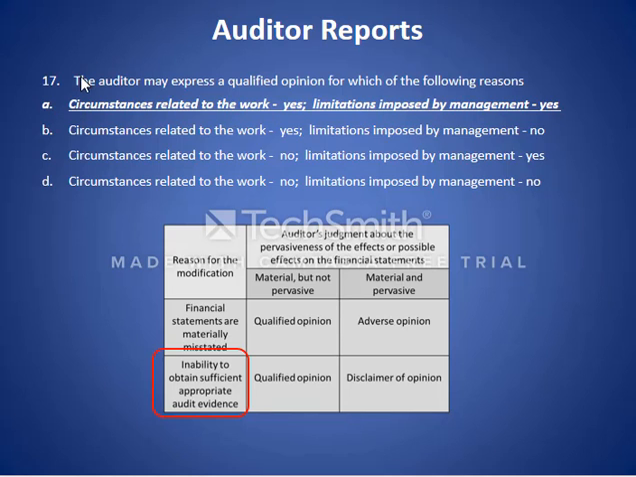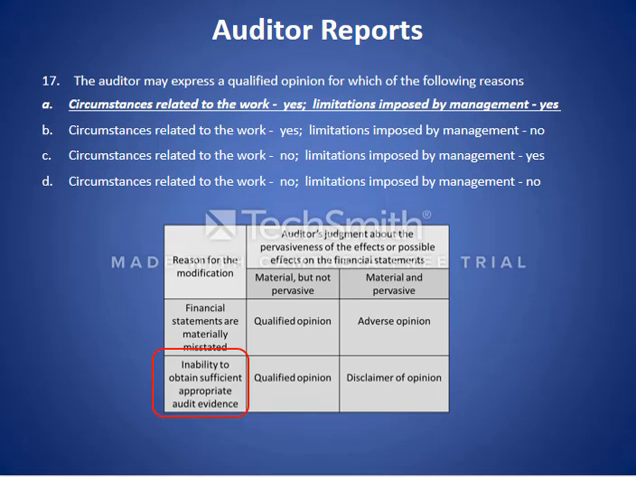What we see here again is the auditor may express a qualified opinion for which of the following reasons. There are 2 major reasons here: circumstances related to their work and limitations imposed by management. These are circumstances where, during the audit, for some reason, the amount of work they could do was not sufficient or appropriate. And limitations imposed by management would be limitations that limited the scope of the audit, so they couldn't come up with sufficient and appropriate work.